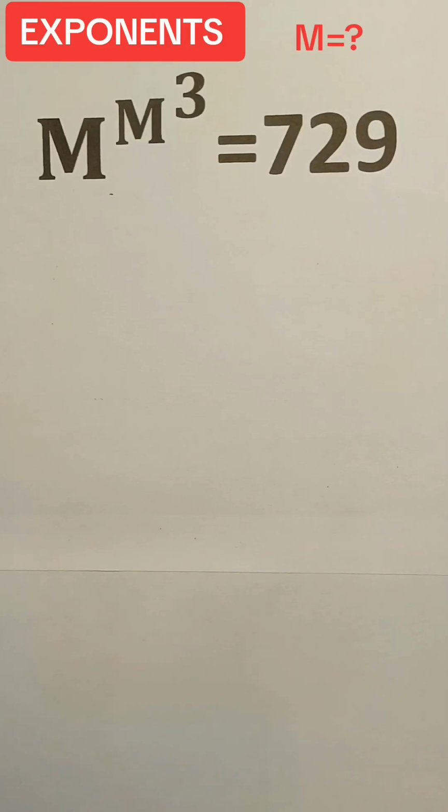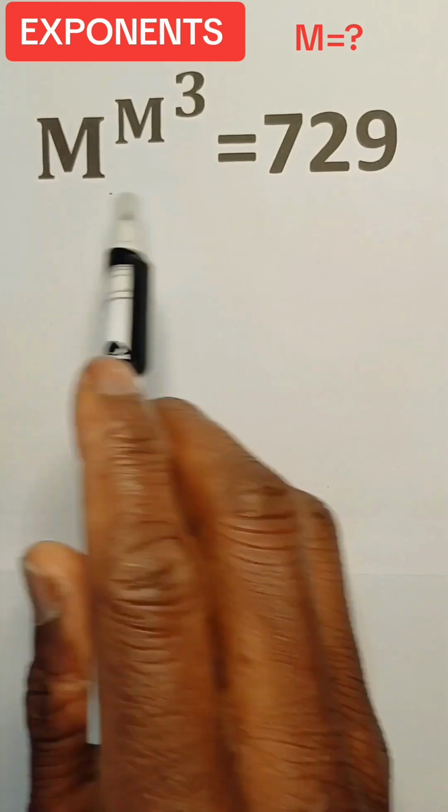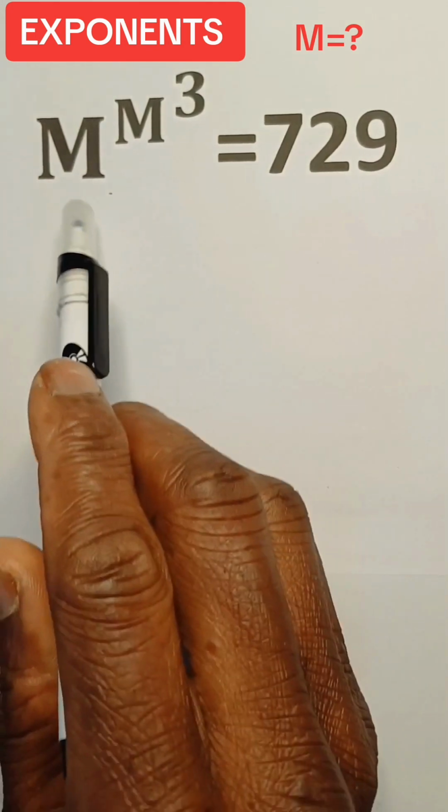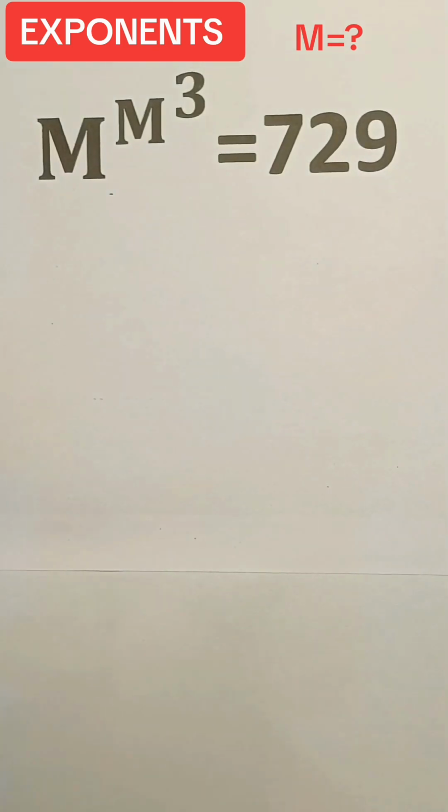Welcome to the platform. Today we have an exciting initial equation that we are required to find the value of m, given that m raised to the power of m raised to the power of 3 is equal to 729. So let's find the solution to the problem together. First, I'm going to write down the question.